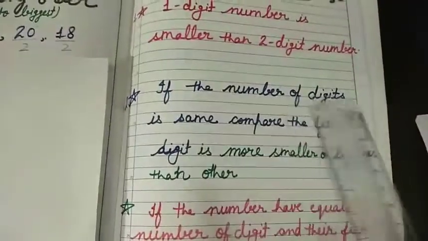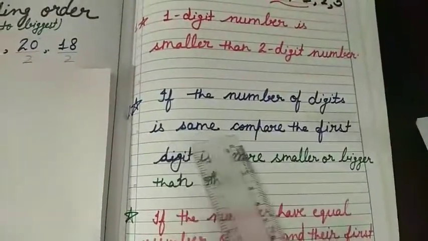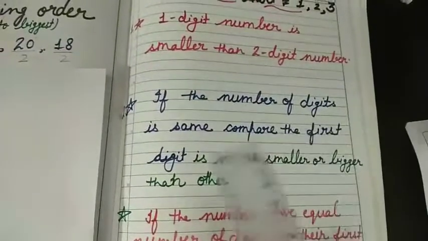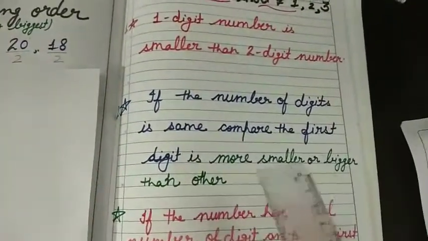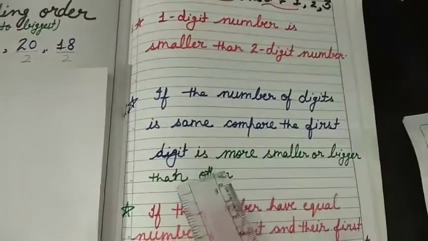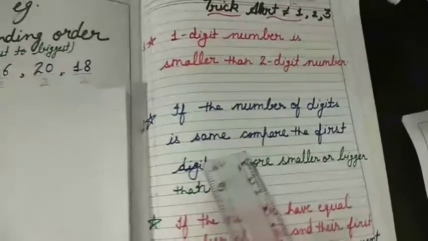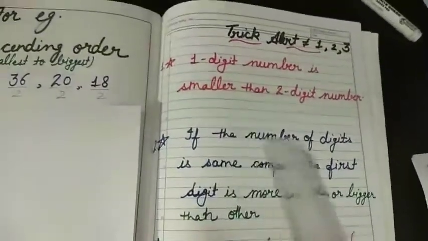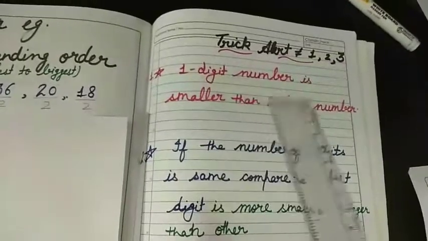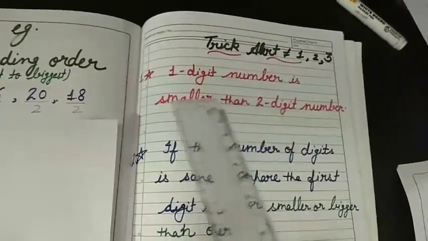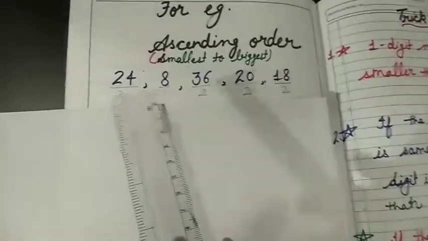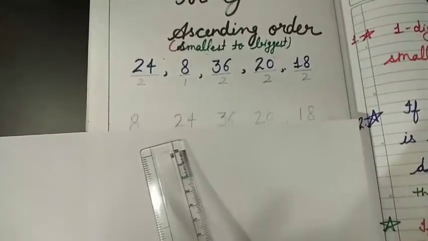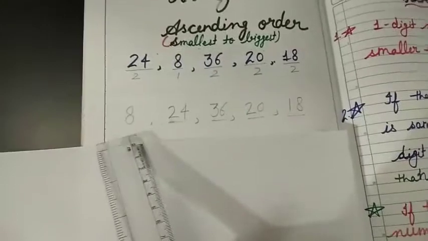Okay. Now, what is the second alert? If the number of digits is the same, compare the first digit to see whether it is smaller or bigger than the other. So firstly, what did it say? A one digit number is smaller than a two digit number, that's why we are writing 8 first here. Okay, because it is one digit.